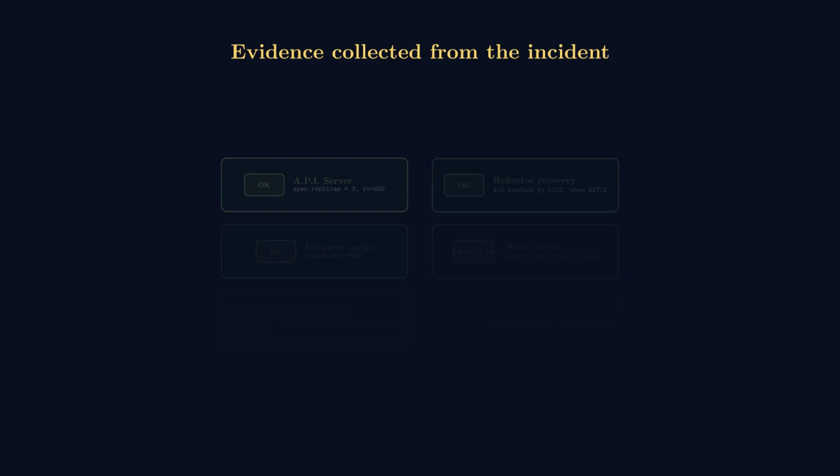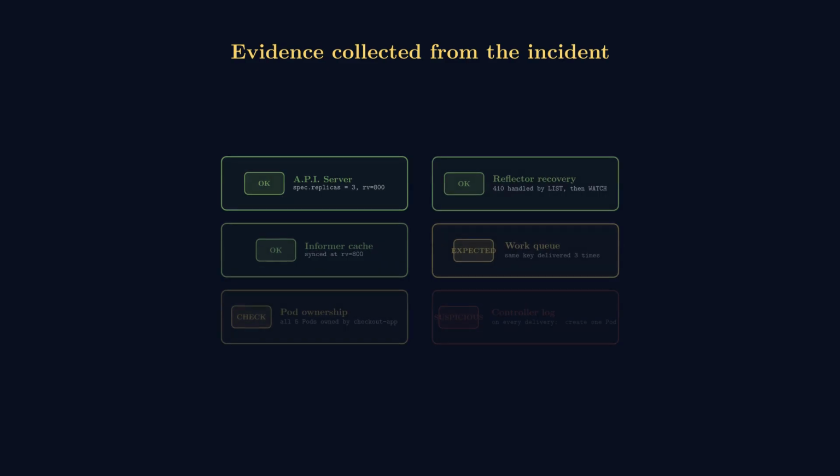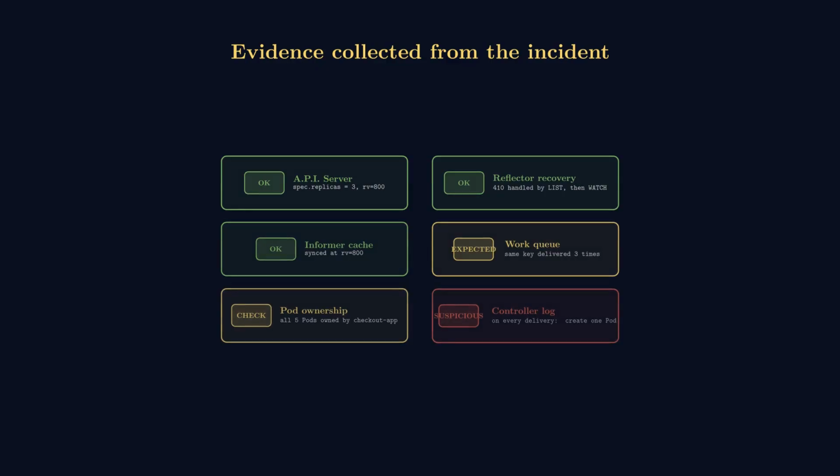The API server still says that checkout app should run 3 pods. The informer cache is fully up to date. All 5 running pods were created for checkout app. The work queue sent the same key 3 times, but that can happen during normal processing. The worrying part is in the controller log. It says that the controller creates 1 pod every time the key is received. That means the repeated signal is being treated as a repeated create command.